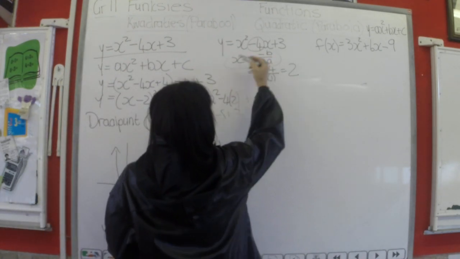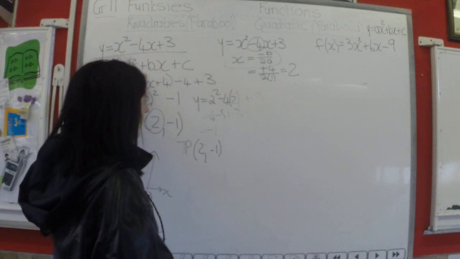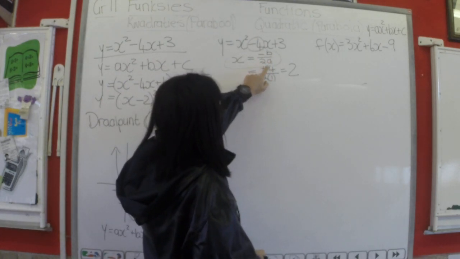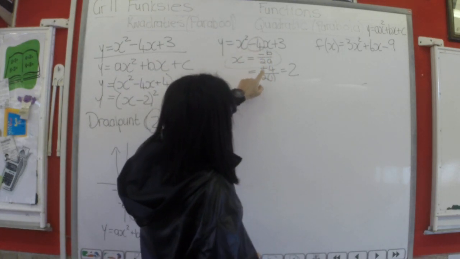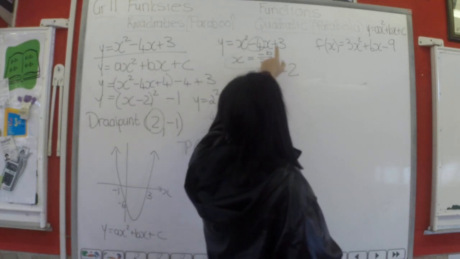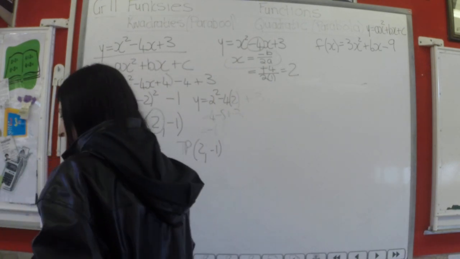Jy moet hom uit jou kop uit gaan leer. Formule vir die simmetriese as wat ek daaruit afgelei het. X equals minus b on 2a. Minus b on 2a gives you 2. Substitute the 2 in the original formula and you get your turning point.